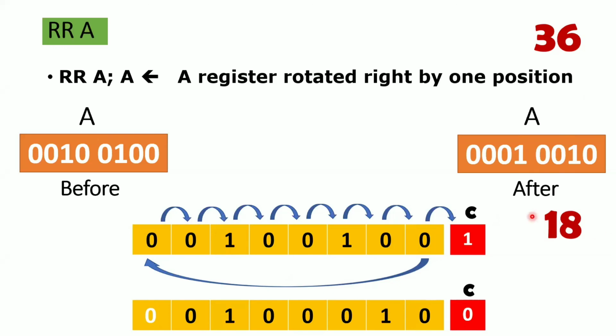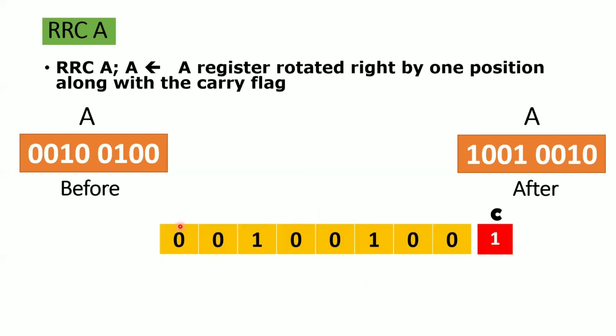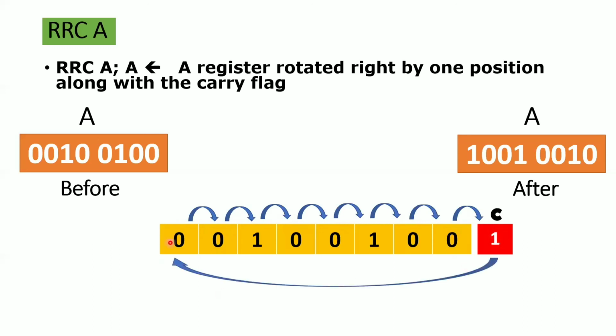So to make sure you understand this shifting operation, I have taken this example. Now, just like rotate left with carry, we are going to see rotate right along with the carry. Whenever you perform rotate right along with the carry, the same principle applies. Shift the bits one position to the right, and the LSB bit will go to the carry flag. What happens to the carry flag bit? The carry flag bit will come to your MSB position.